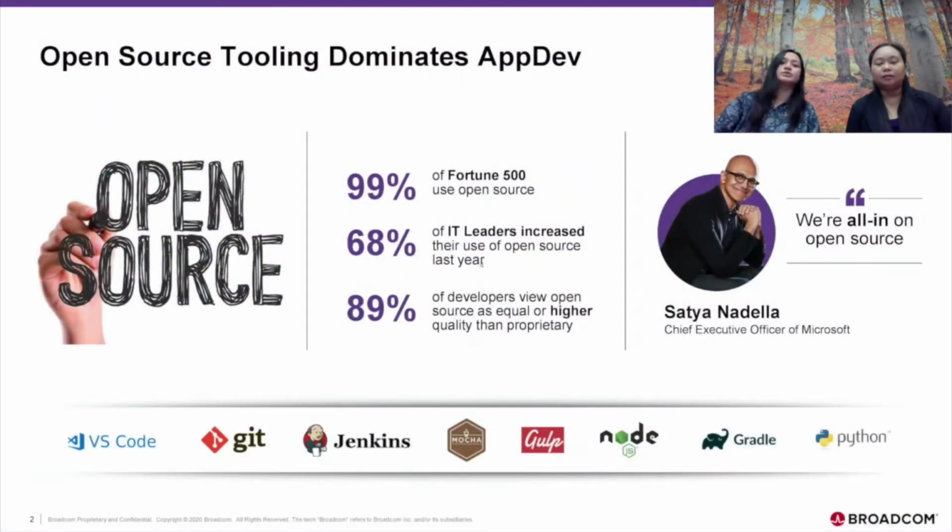So, open source tooling dominates app dev. GitHub, Jenkins, and Visual Studio Code, these open source tools are everywhere. And what we like about open source tooling is that it gives you the ability to build on top of it. And today we are going to talk about what we built on top of Zowe.